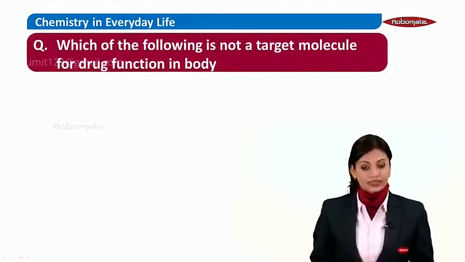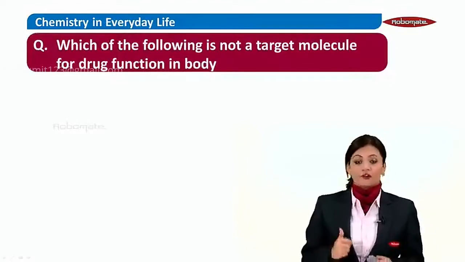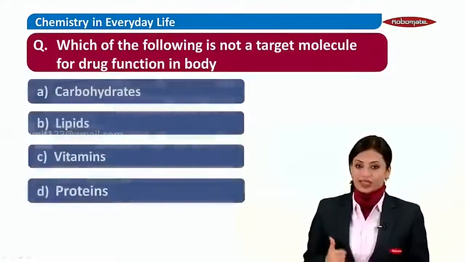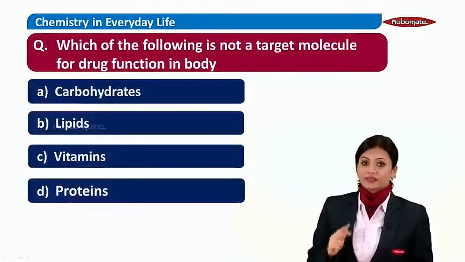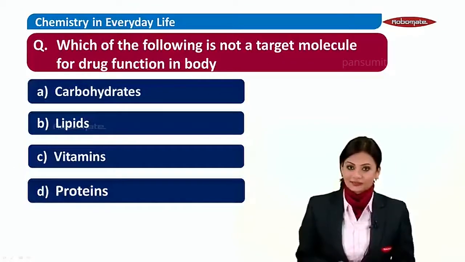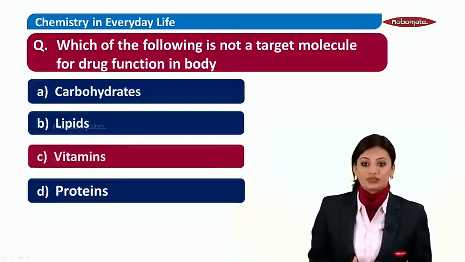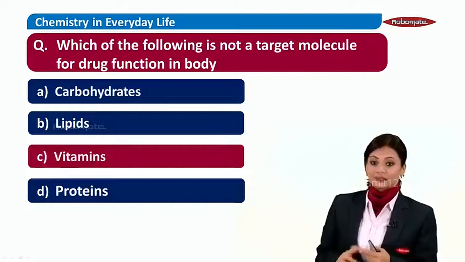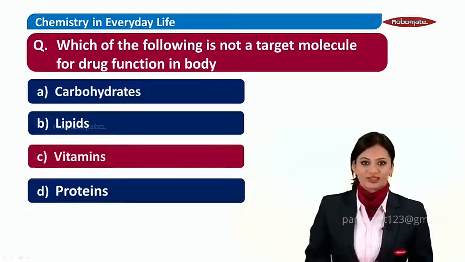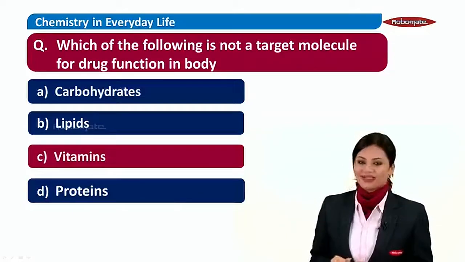Now, let's see an MCQ. Which of the following is not a target molecule for drug function in the body? Is it carbohydrates, lipids, vitamins, or proteins? Yes, children? Well, the answer is vitamins. All of the three, carbohydrates, lipids, as well as proteins, do serve as molecular targets, but not vitamins.